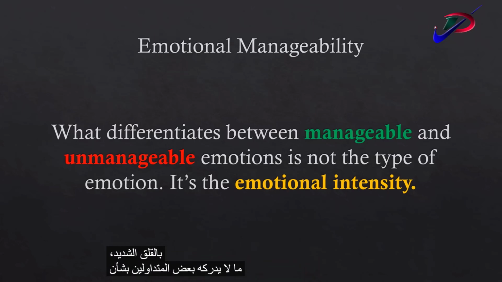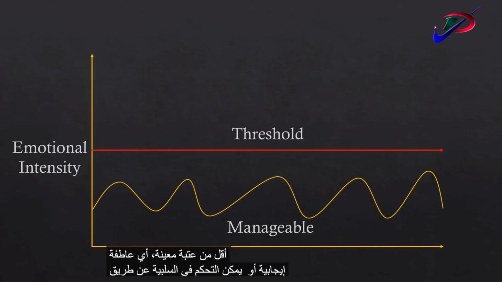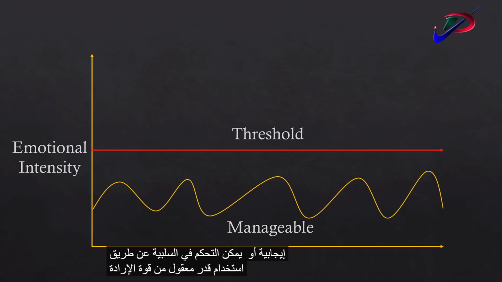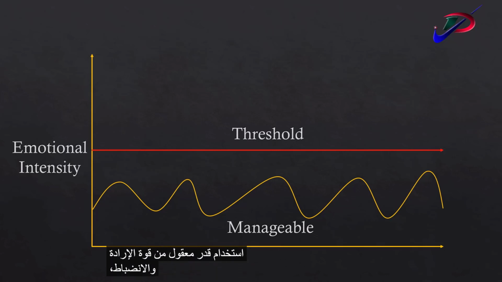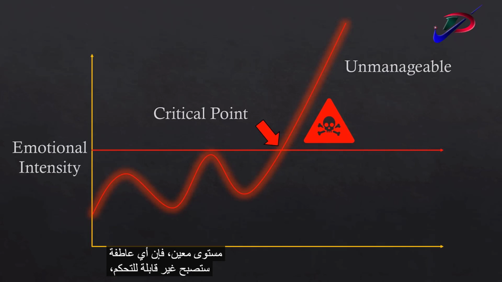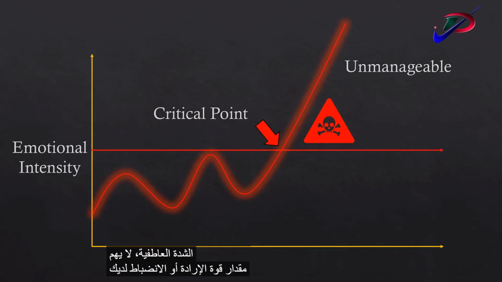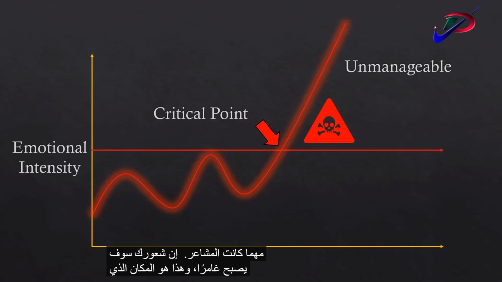What some traders don't realize about emotional intensity is that there is a certain threshold for it. If you keep the emotional intensity below a certain threshold, any emotion, positive or negative, is manageable by using a reasonable amount of willpower and discipline. However, if the emotional intensity surpasses a certain level, any emotion will become unmanageable. In other words, after a certain degree of emotional intensity, it doesn't matter how much willpower or discipline you have. Whatever emotion you are feeling will become overwhelming. That's where things go wrong in trading.